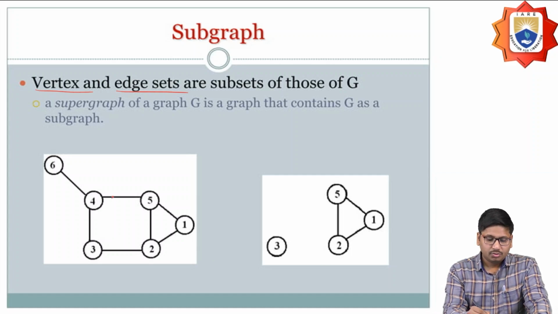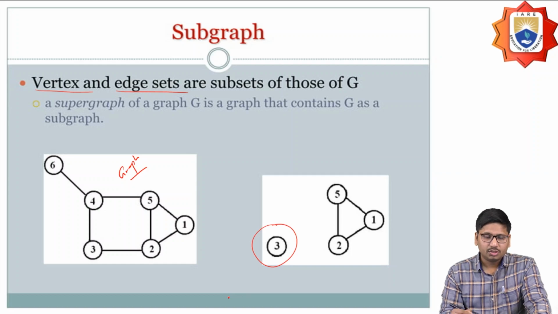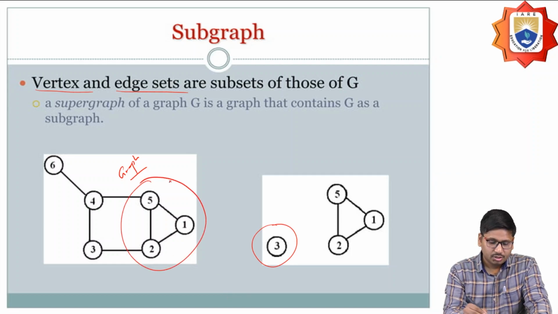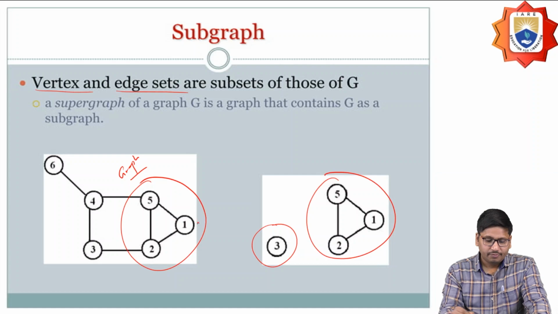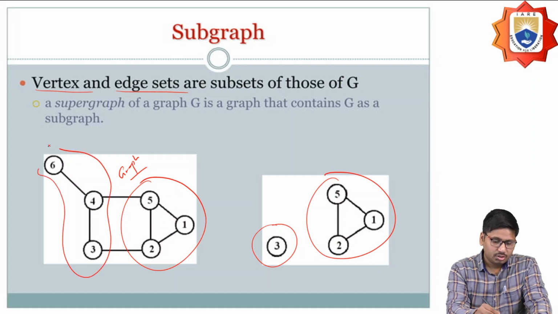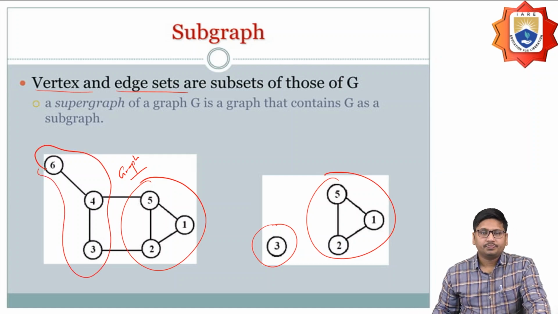So this is the given graph here. In this graph, I'm going to consider three vertices. So this is also a subgraph, and I'm going to consider this one as a subgraph, and this one is also considered a subgraph.